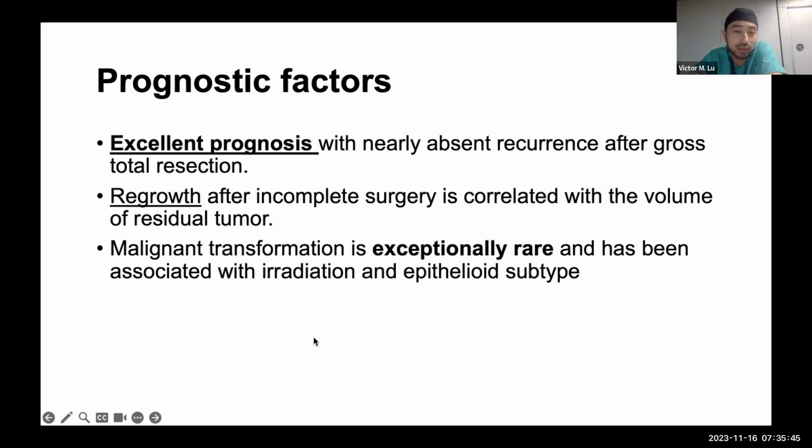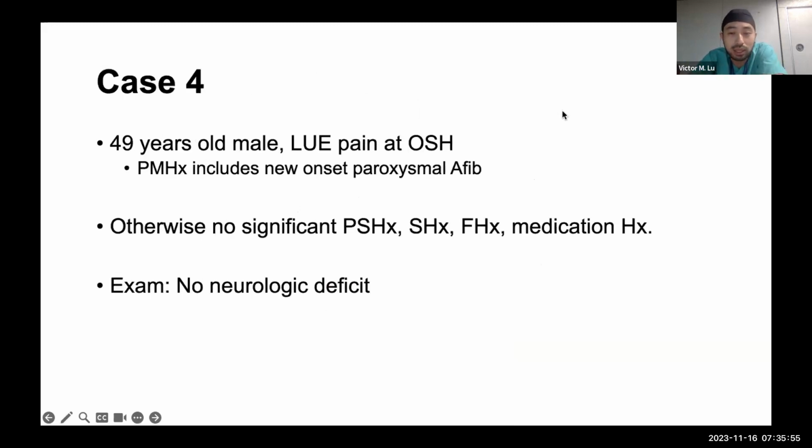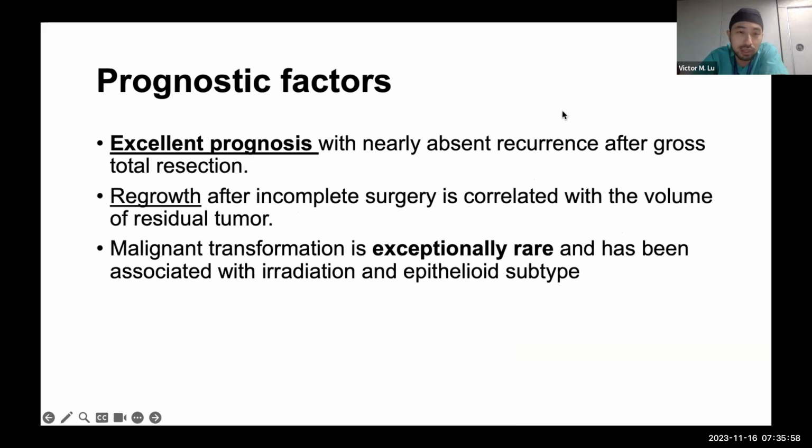So the prognosis is excellent with gross total resection. Regrowth is possible, but not very common. And as we mentioned earlier, malignant transformation is rare with these cases. So that patient did well and went home, I think, postoperative day 2.